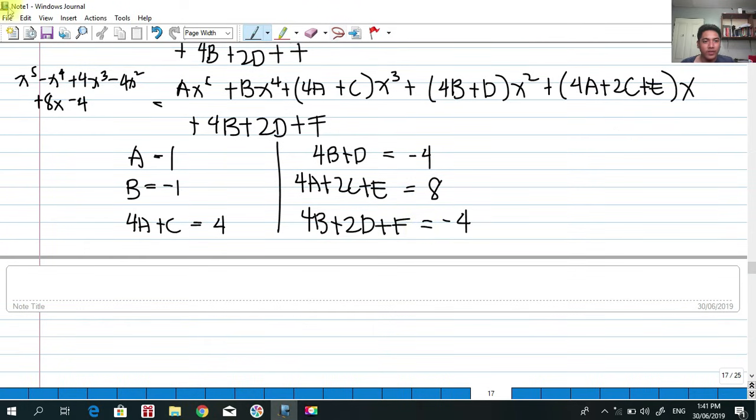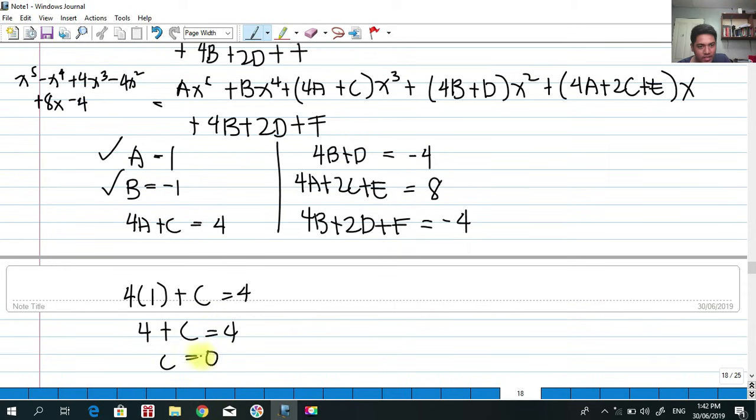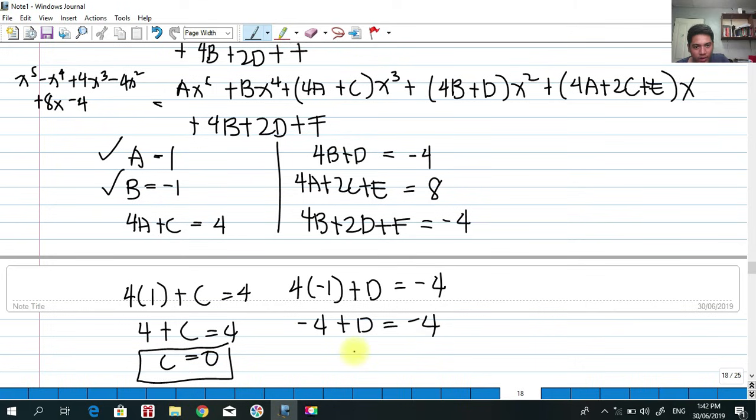And again, using this a and b, we can compute for c, d, e, and f. So we can substitute a here. 4 times 1 plus c is equal to 4. So if 4 plus c is equal to 4, then definitely c is equal to 0. And again, we can use this b on the fourth equation. Substituting that, we have 4 times the b, which is negative 1, plus d is equal to negative 4. So this is negative 4 plus d is equal to negative 4, and d again is equal to 0.